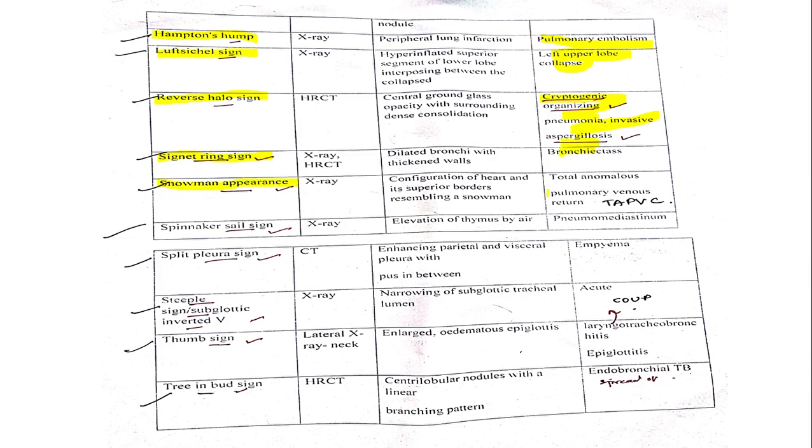Snowman appearance is seen in TAPVC, total anomalous pulmonary venous return. Spinnaker sail sign is seen in pneumomediastinum due to elevation of the thymus by air. Split pleura sign on CT is seen in empyema. It is due to enhancing parietal and visceral pleura with pus passing between them.